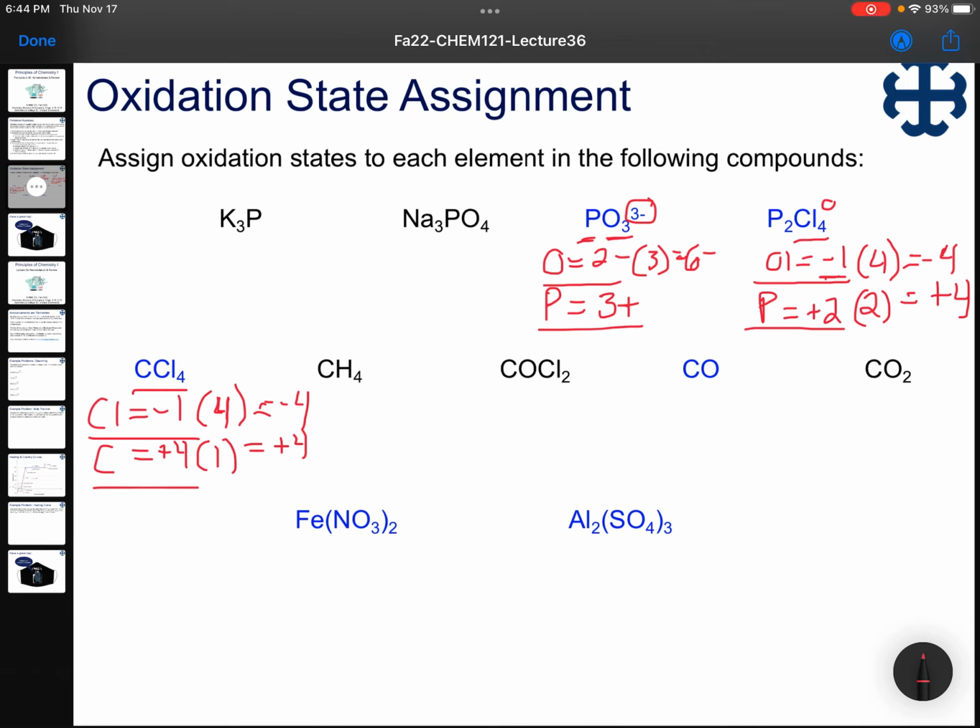Next up, carbon monoxide. So in this case, we just have carbon and oxygen. If we were to go down our list of rules, oxygen should always be 2-, so oxygen will be 2-. If we know that our molecule is neutral here, no charge overall, that means carbon has to balance that charge, so carbon will have an oxidation state of 2 plus. Okay, 2 plus, 2 minus, pretty straightforward, right?